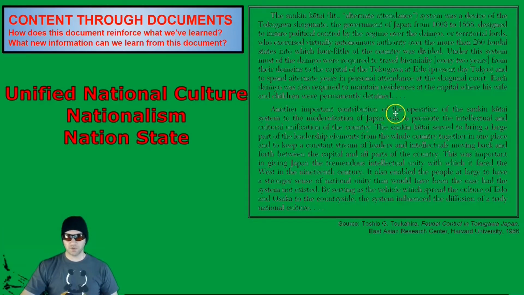Another important contribution of the operation of the alternate attendance system was to the modernization of Japan, to promote the intellectual and cultural unification of the country. Okay, so there's a new claim, that the system is going to unify Japan intellectually and culturally. So because of this system, the author is claiming that Japan will become more united in thought. And we know this is true. The Tokugawa shogunate really united all of Japan under a very dominant Japanese culture. It was very, very together, intellectually and culturally.